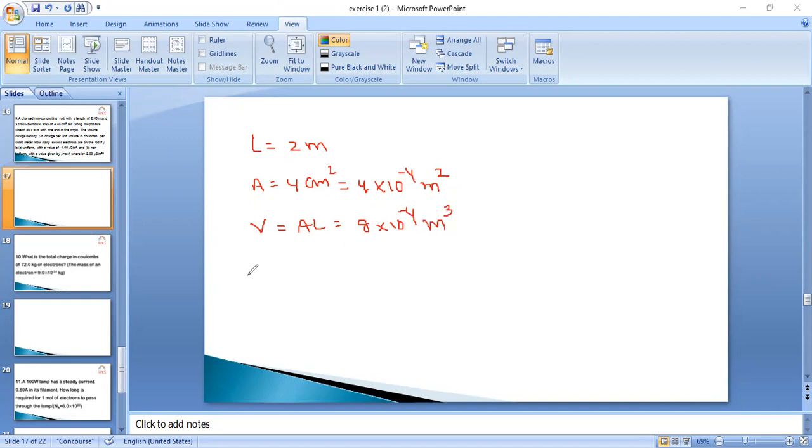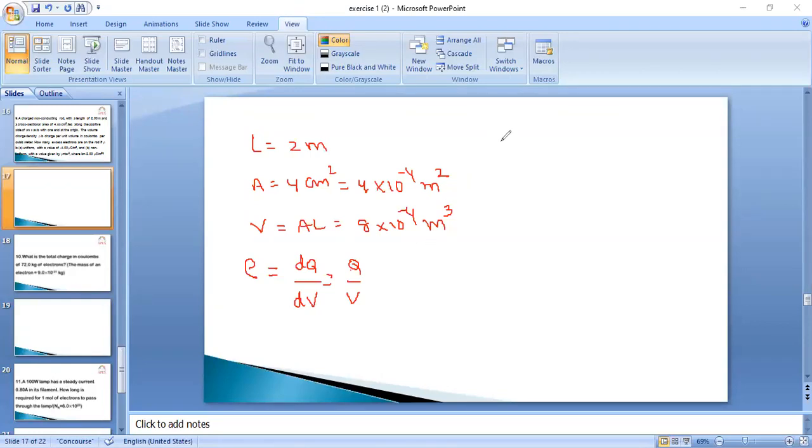And the charge density is given, rho. Rho is nothing but charge by volume. Total charge, amount of charge, Q or dQ, over total volume V or dV. Q by V you can write, or dQ by dV you can write. Okay, now see here the first question.